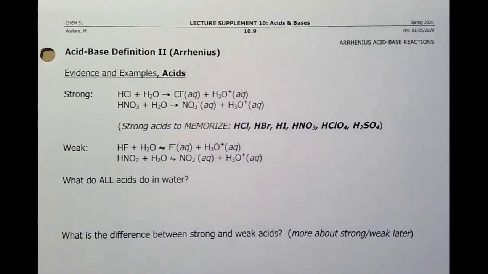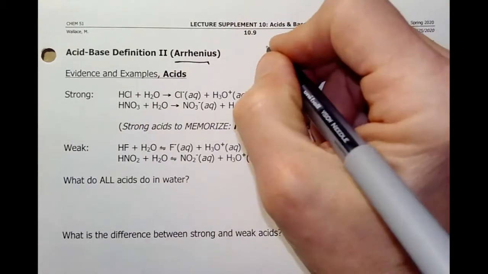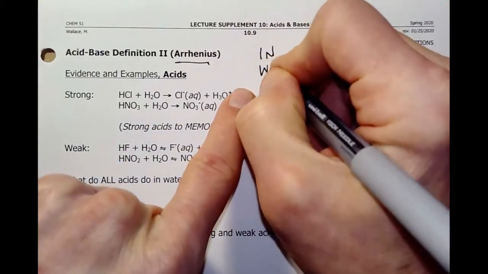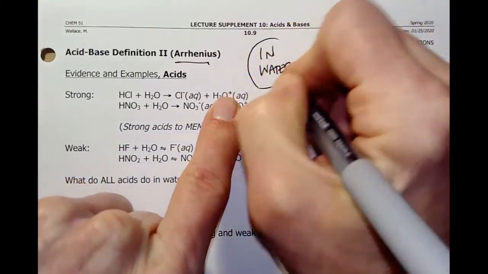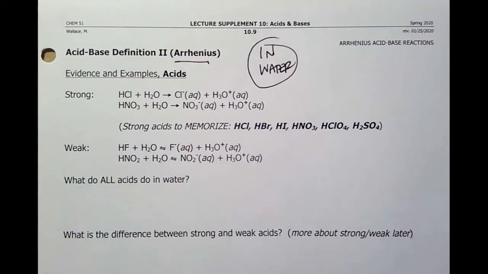So as we move through chapter 10, here's another definition of acids and bases. We originally said acids donate H plus and bases accept H plus. Well, the other definition is, what if you just put it in water? Arrhenius said, just put the stuff in water and see what happens.